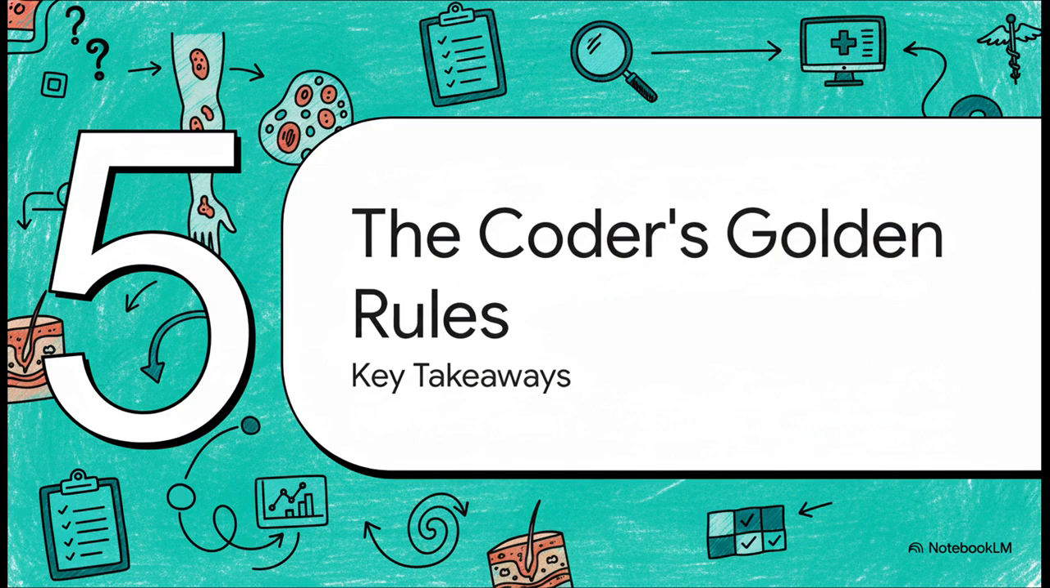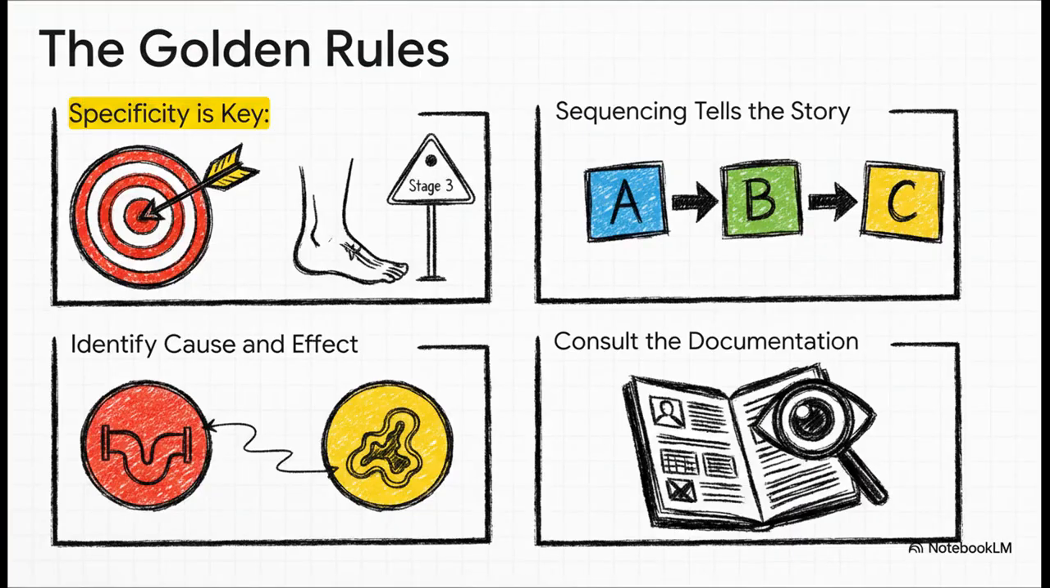So let's bring it all home and boil it down to the core principles we've seen again and again. You can think of these as the coder's golden rules for making sense of it all. So, what are these golden rules? Number 1, specificity is your best friend. Be as detailed as humanly possible. Number 2, sequencing tells the story. The order matters. Number 3, always connect the dots between the cause and the effect. And finally, the most important rule of them all, the patient's chart is the ultimate source of truth. In coding, if it wasn't written down, it might as well have never happened.